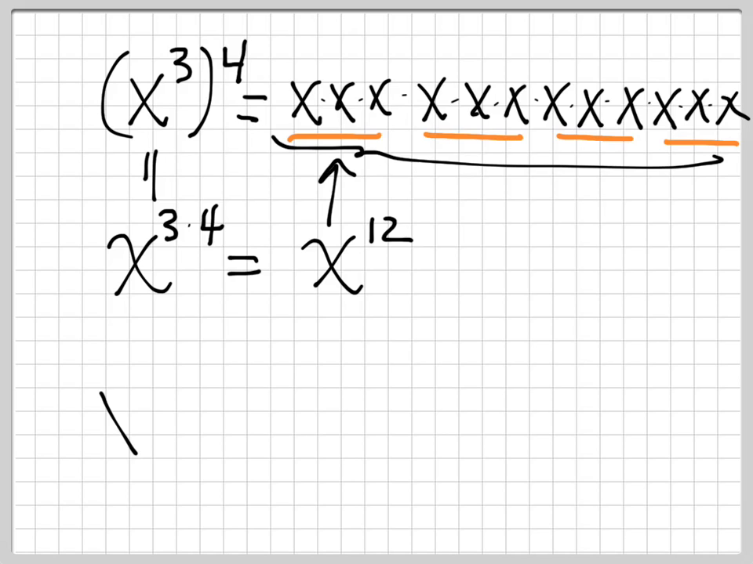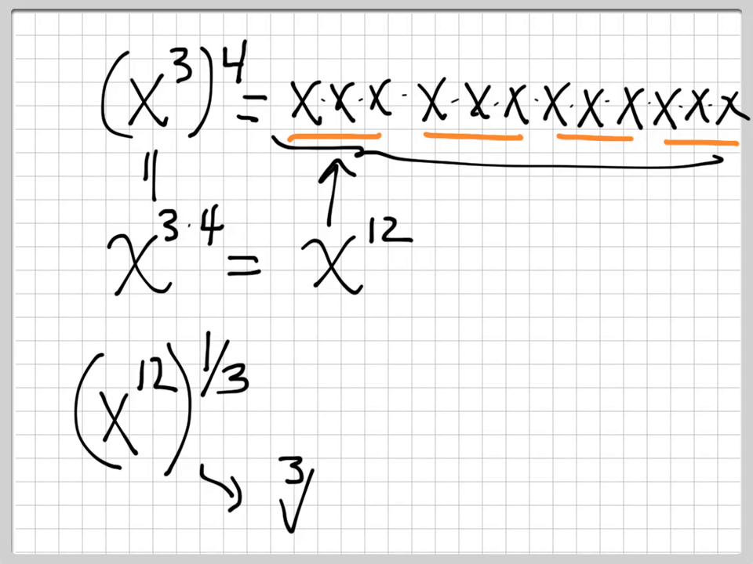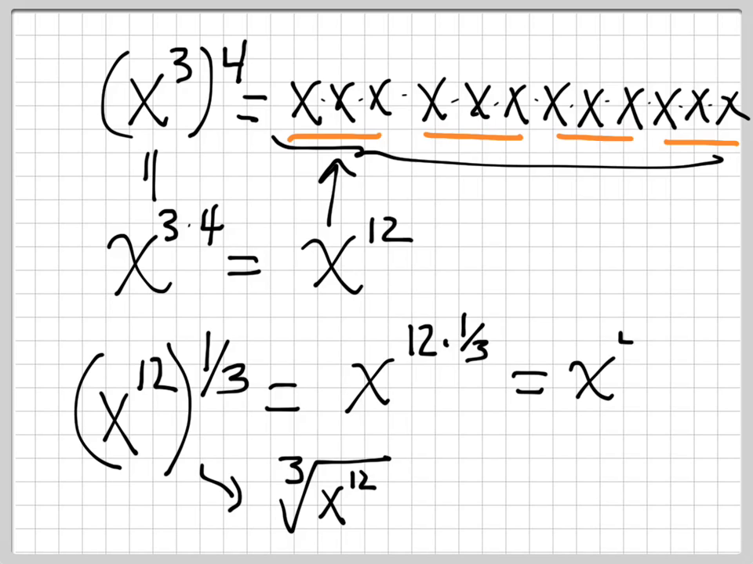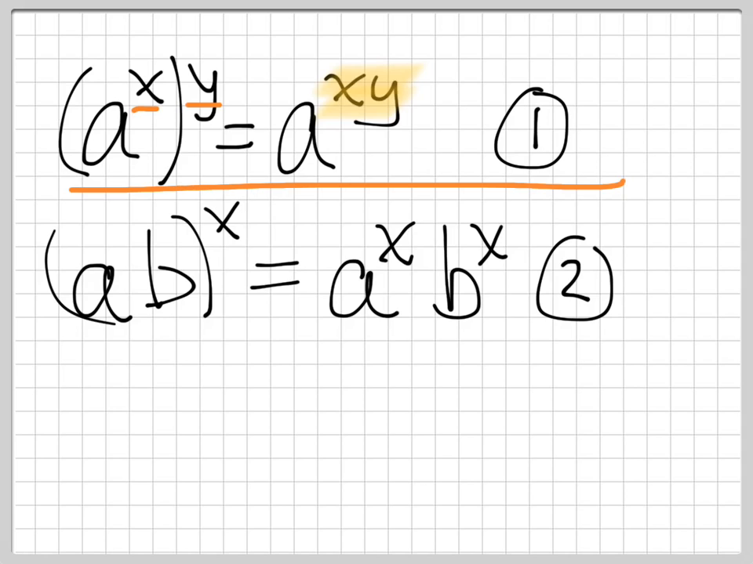How about x to the 12 to the 3rd? Remember, another way of writing this is the cube root of x to the 12th. Well, that's just x to the 12 times 1/3, and 3 goes into 12 4 times, so that's just x to the 4th. So that's property 1.